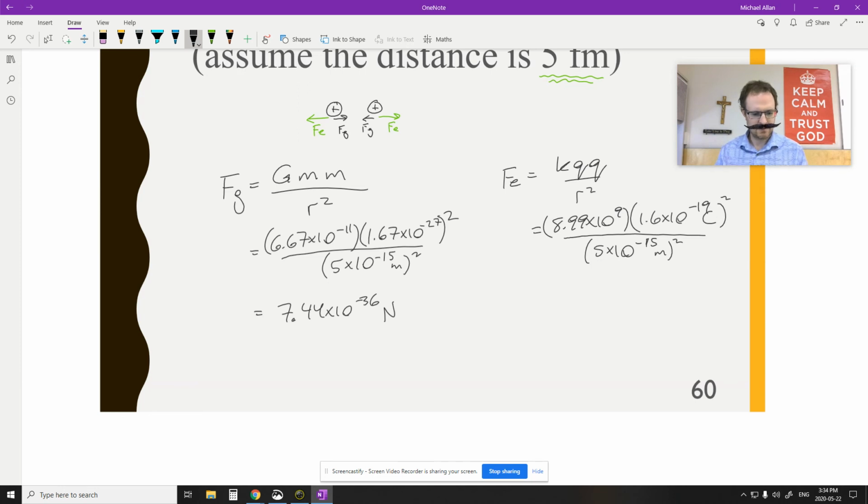Let's punch this in my calculator. 8.99 e to the 9 times 1.6 e to the negative 19 squared. Let's divide that by 15 squared. 9.21 newtons.